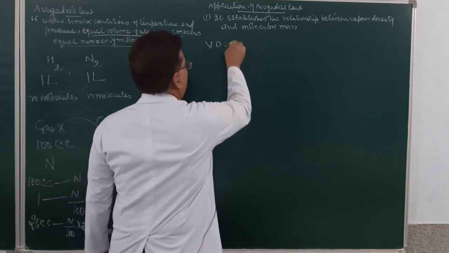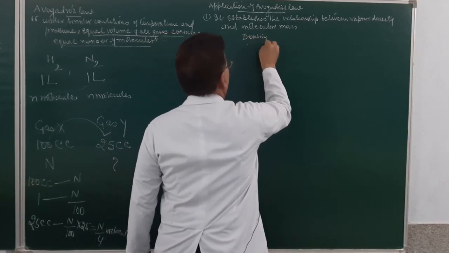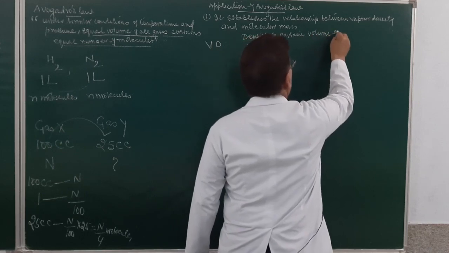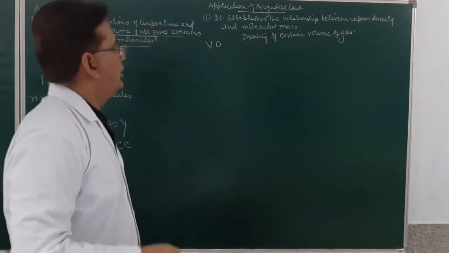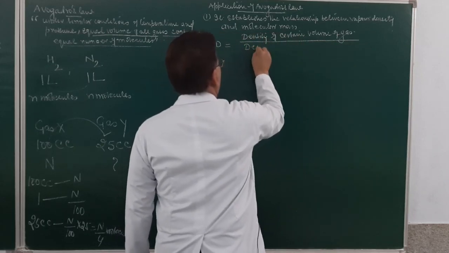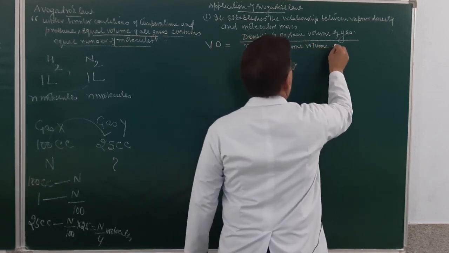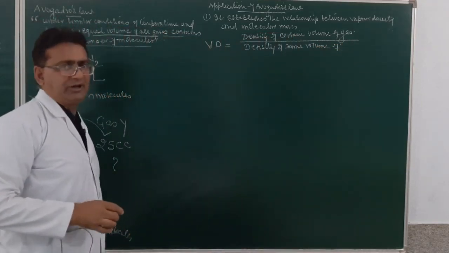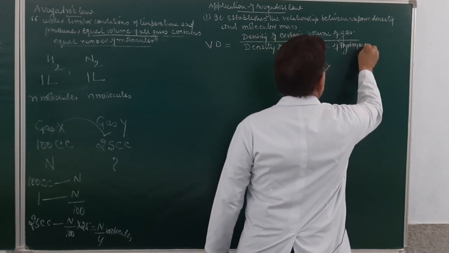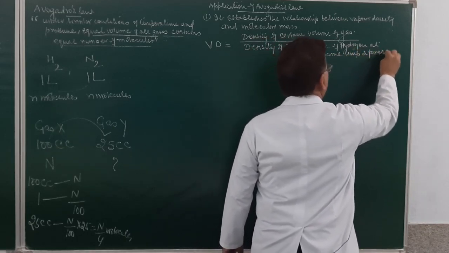Vapor density will be equal to the density of a certain volume of a gas to the density of the same volume of hydrogen at the same temperature and pressure. This is the formula for vapor density.